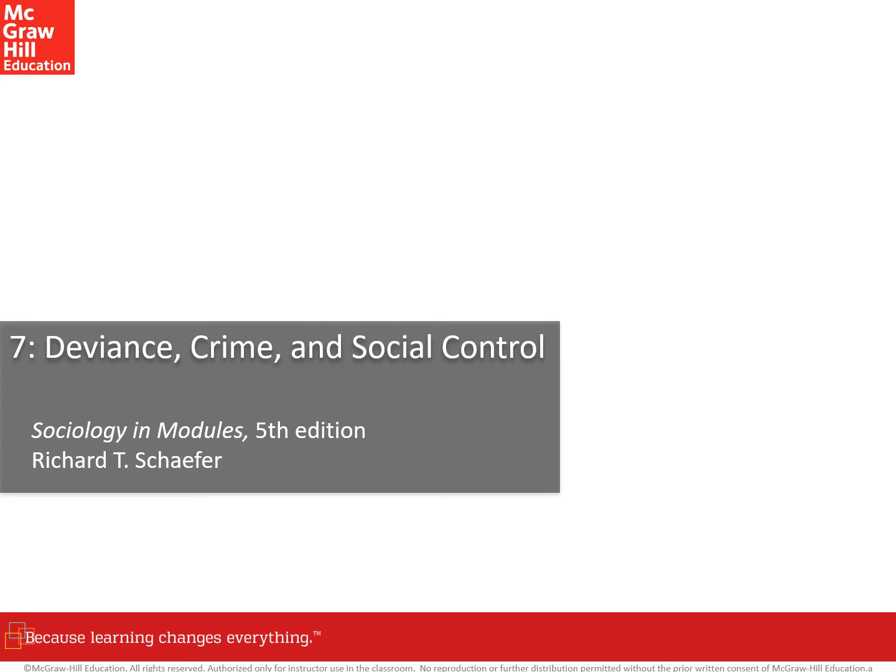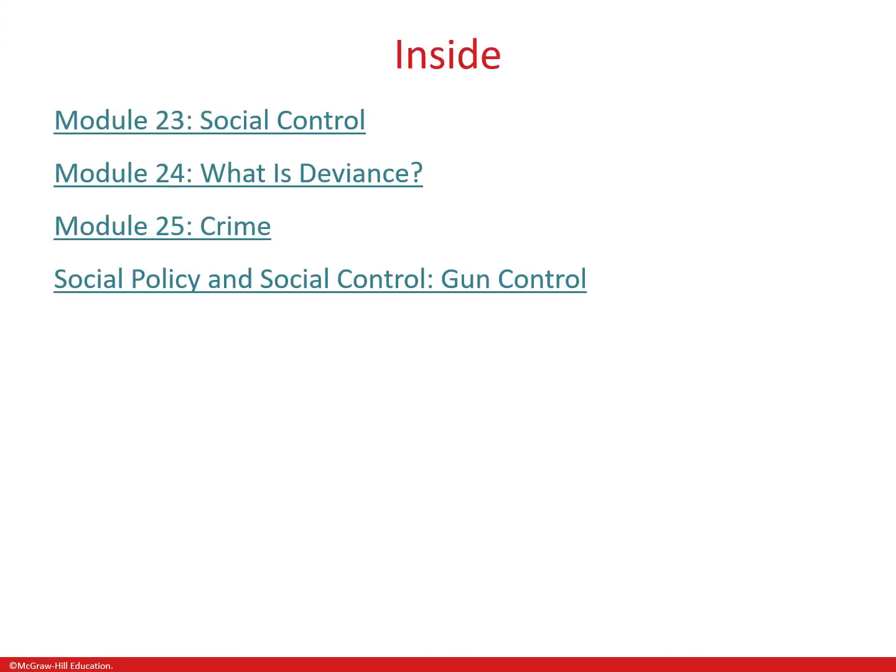Chapter 7, Deviance, Crime, and Social Control. In this chapter, we will cover these three modules. Module 23, Social Control, Module 24, What is Deviance, and Module 25, Crime.